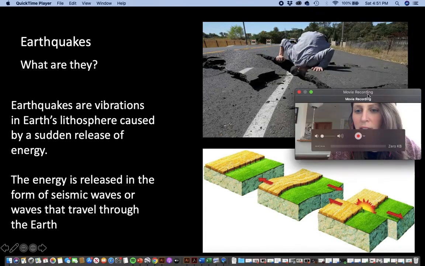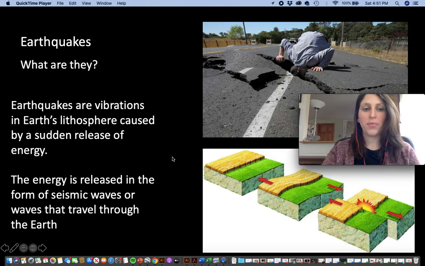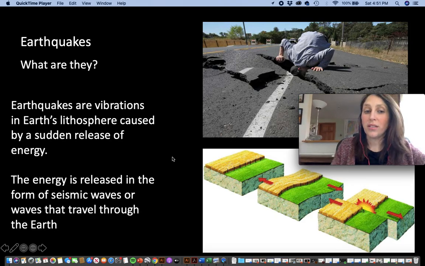Maybe I can move these around. Okay, cool. So earthquakes, what are they? Earthquakes are vibrations in Earth's lithosphere caused by a sudden release of energy. This energy is released in the form of seismic waves that travel through the Earth.